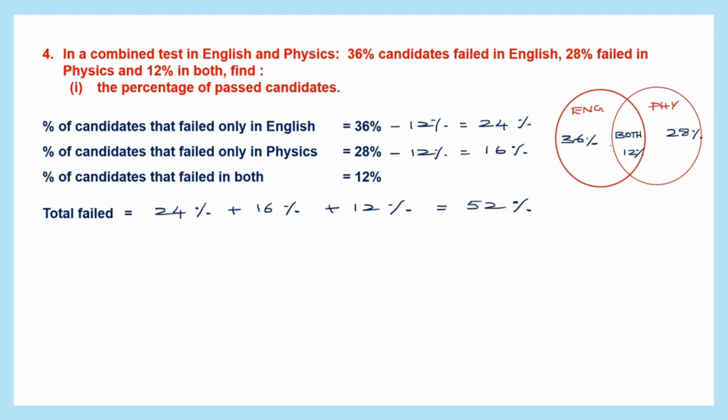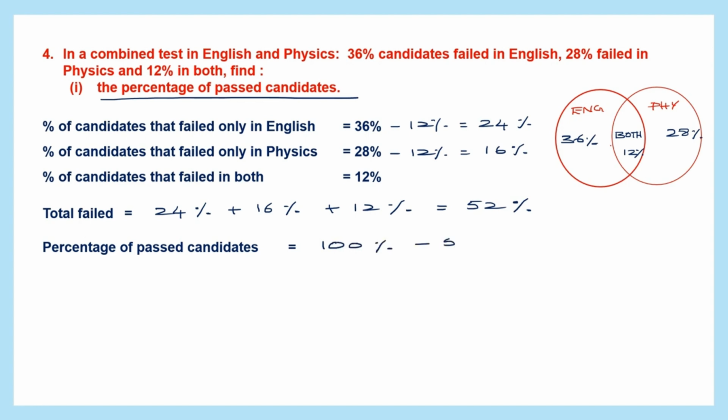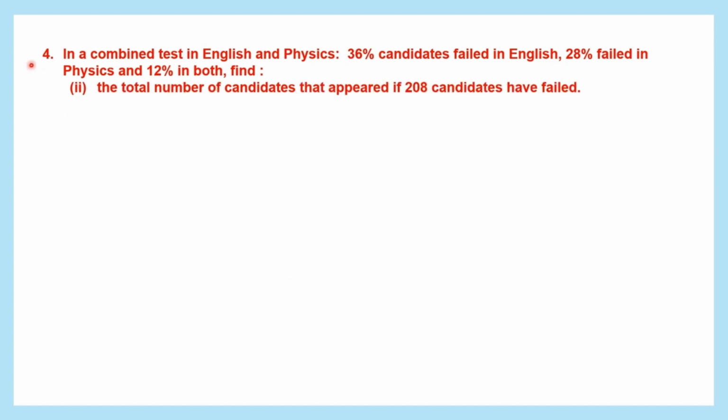Now our question is, we have to find the percentage of passed candidates. So to find the percentage of passed candidates, we just have to subtract this percentage from the total percentage, which is 100. So 100% minus 52% will give us the percentage of those who passed, and that will be 48%. So we have found the percentage of passed candidates, and that is 48%.